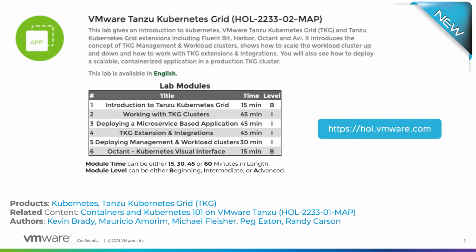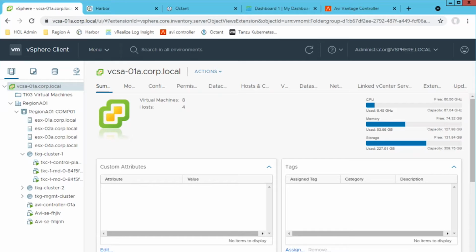There are many ways to add functionality to a Kubernetes cluster. In Module 4, you'll work with TKG extensions and integrations such as FluentBit and vRealize Log Insight. We'll also introduce you to Octant, an open source web interface for Kubernetes clusters and its applications.